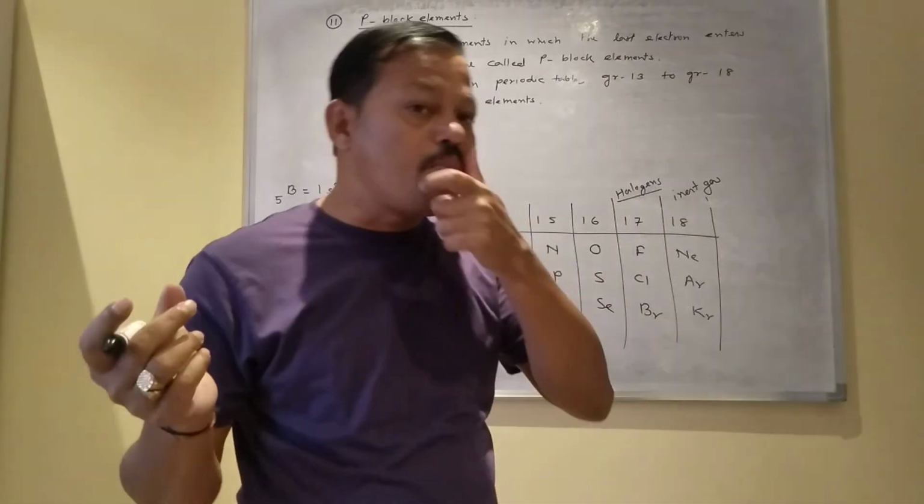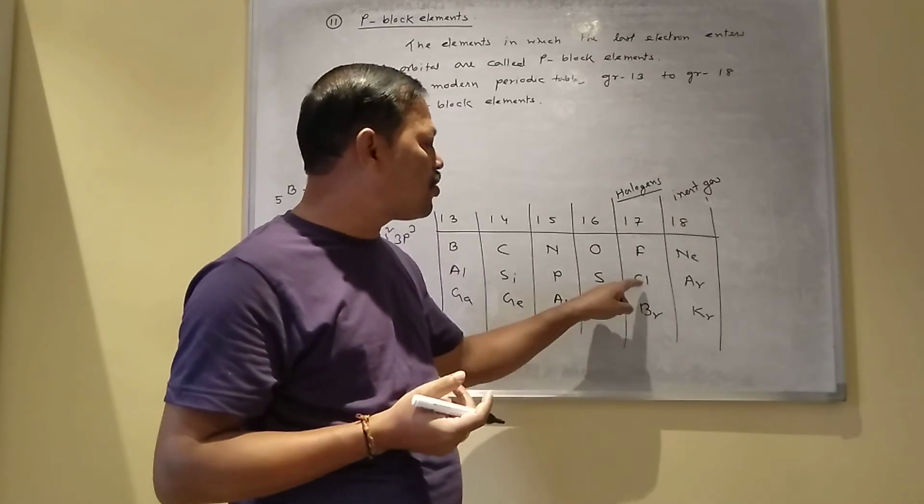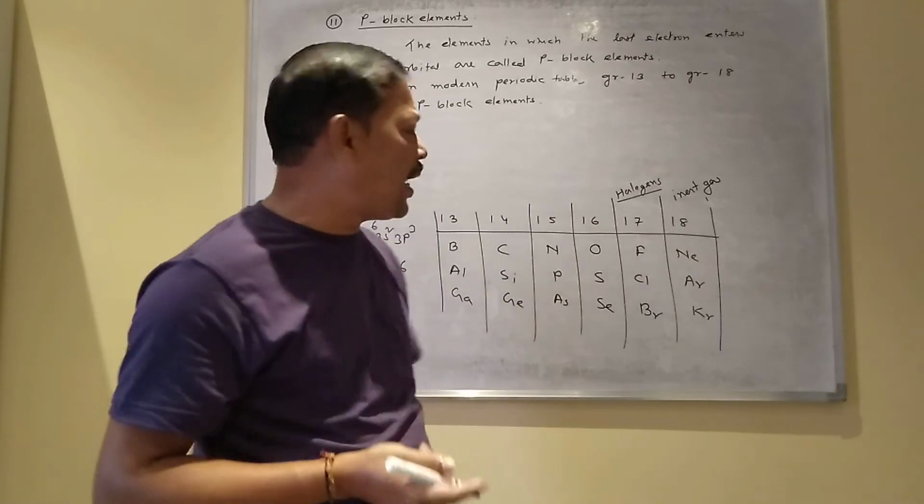You know our common salt. What is the formula of our common salt? Sodium chloride, NaCl. It also contains chlorine. So that is why these elements are called halogens.